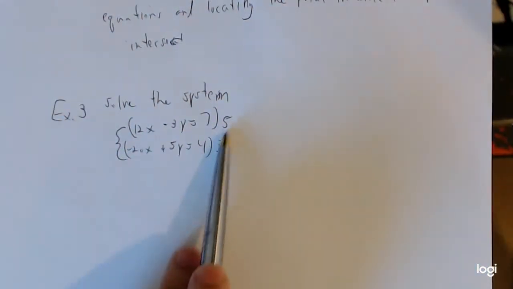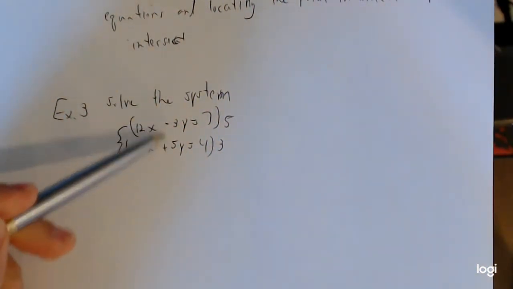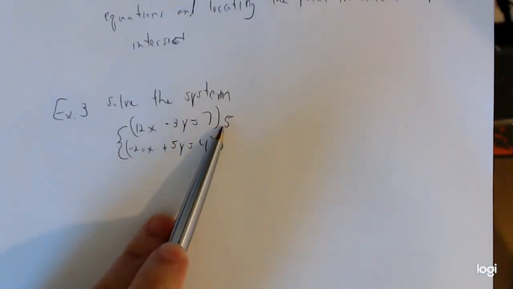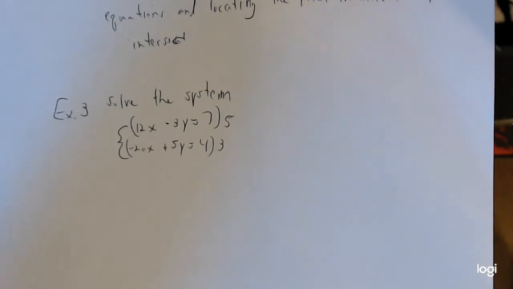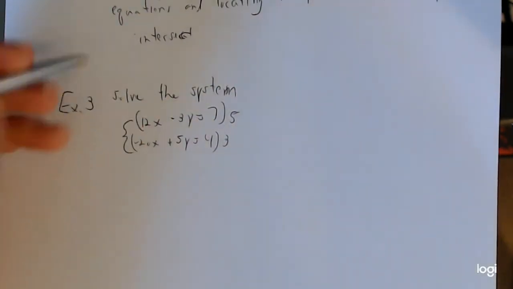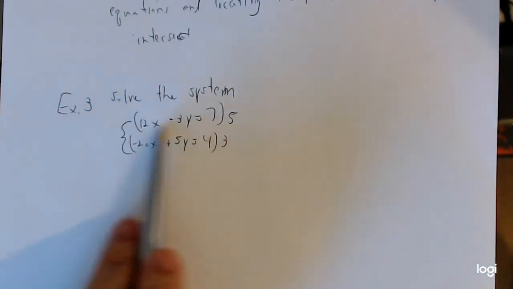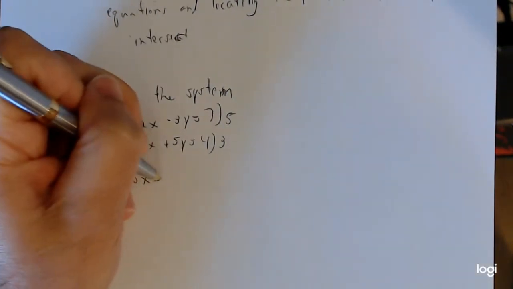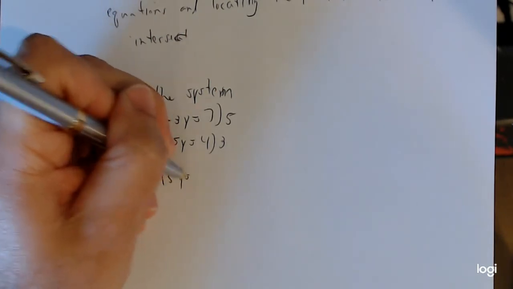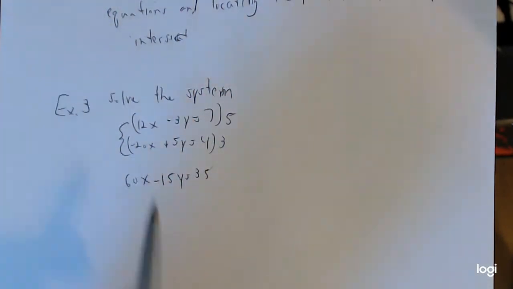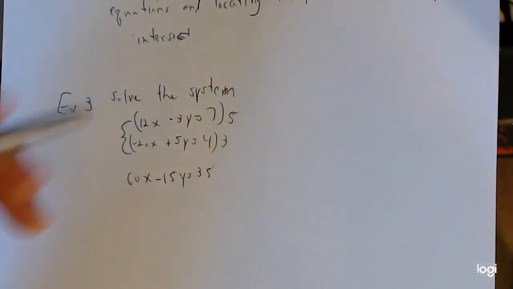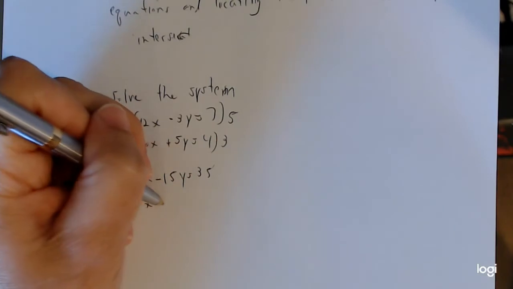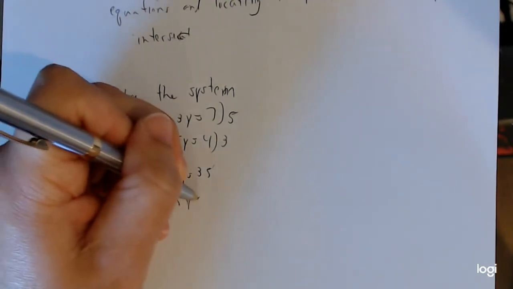Notice how the 5 and the 3, none of them should be negative because these are already opposing in signs. If this was a positive 3y, then I would have to multiply it by a negative 5, so I would make the signs be opposite. But in this case, what does my system change to? If I multiply the first row by 5, I get 60x minus 15y equals 35. And then the second row turns into negative 60x plus 15y equals 12.